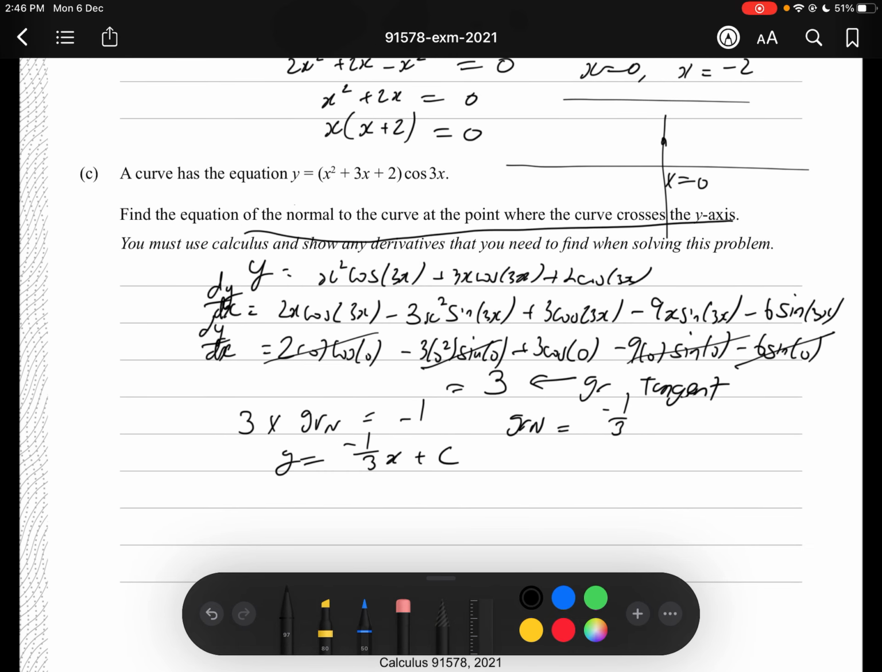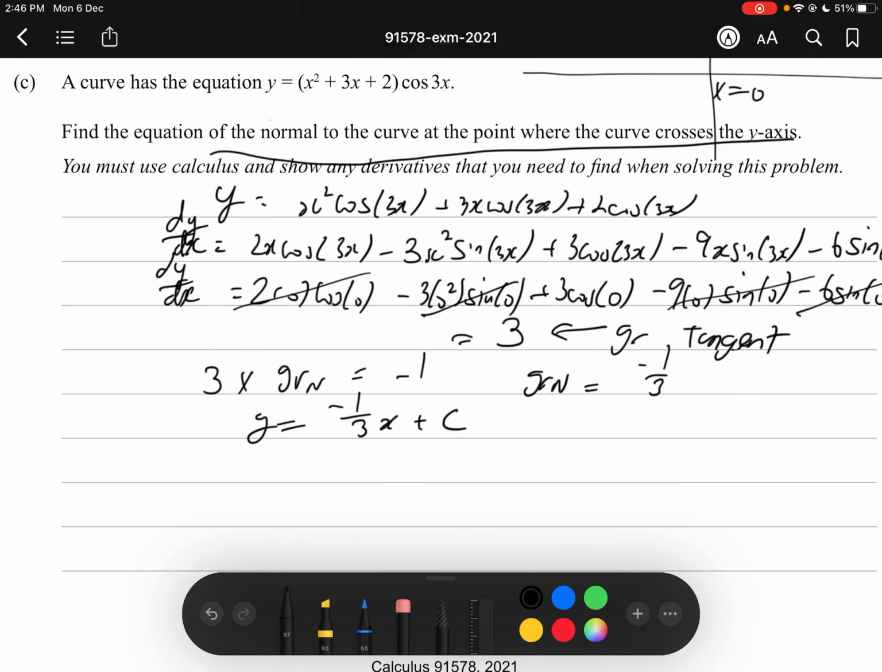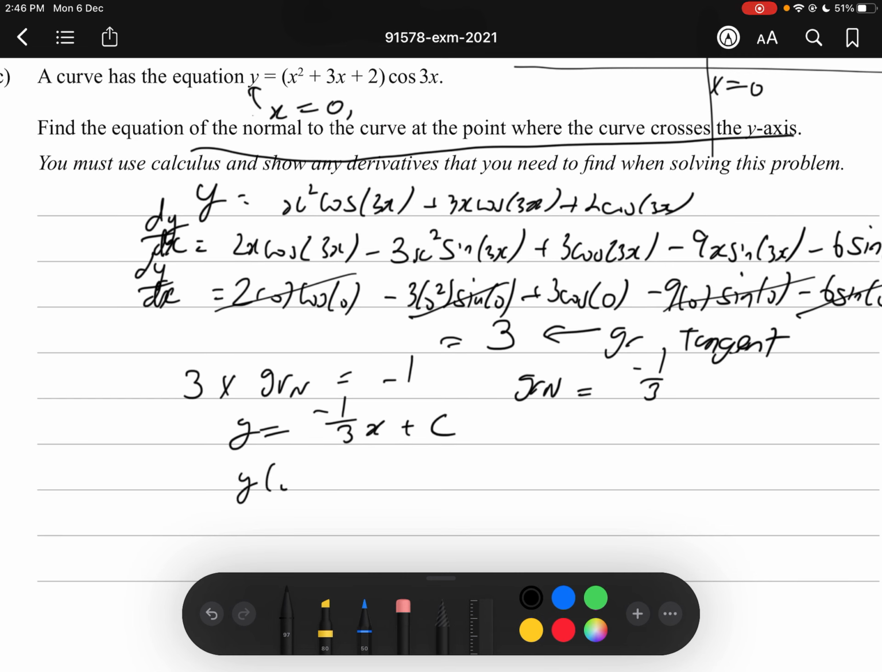So we need to find the equation of the normal when the curve crosses the y-axis. That's when x equals 0. So we find the y value when x equals 0 by substituting x equals 0 into the original equation for the curve. So y of 0 is equal to 0 squared plus 0 plus 2 times cos of 0. That gives us 0 plus 0 is 0, plus 2 is 2, and cos of 0 is 1, so that's just 2.